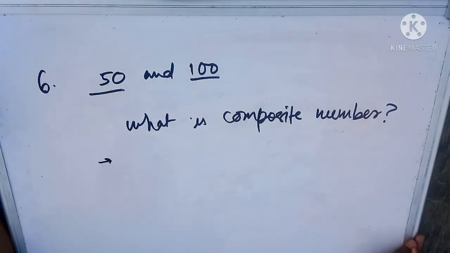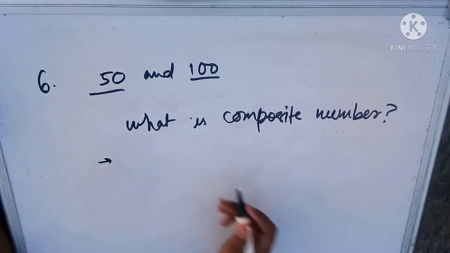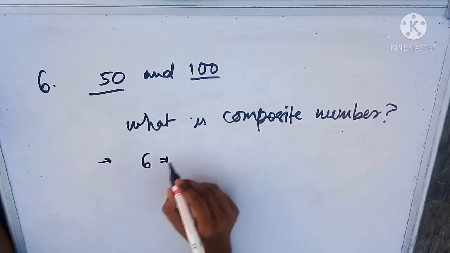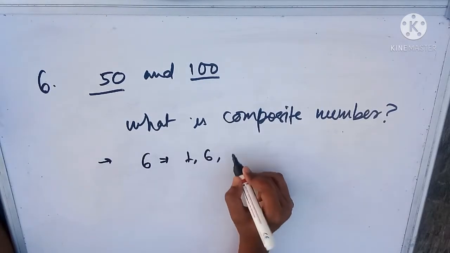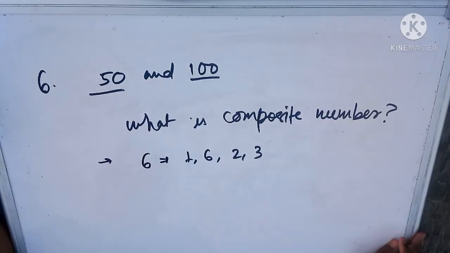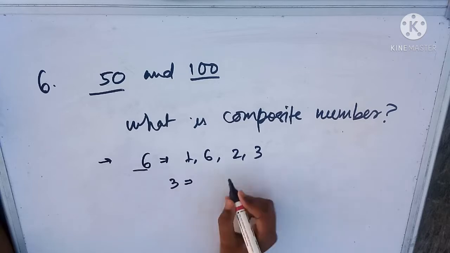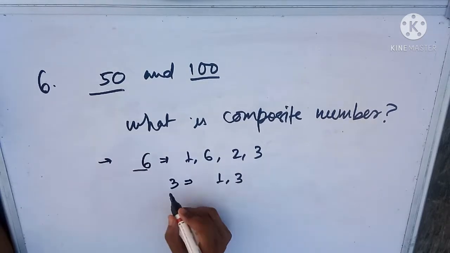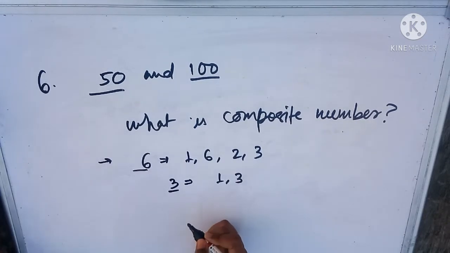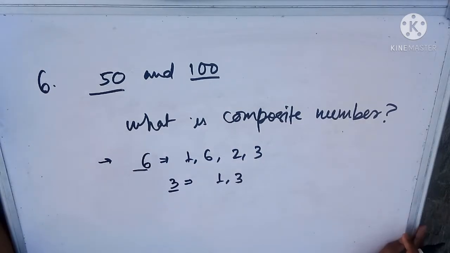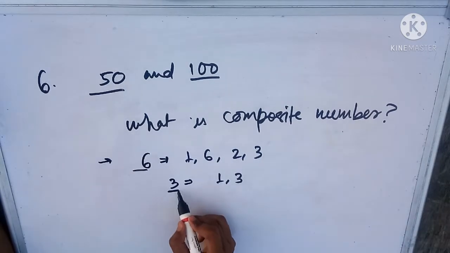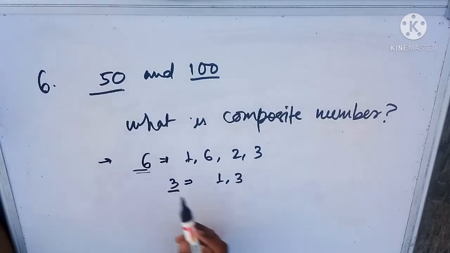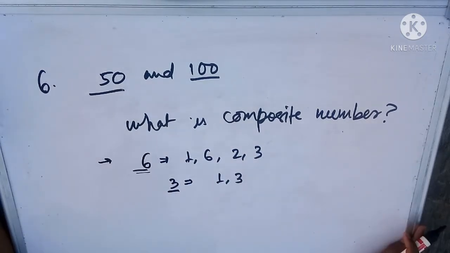Any number having 3 or more factors is known as a composite number. For example, we have 6. 6 has factors 1, 6, 2 and 3. So 6 is a composite number. But if we have 3 here, then 3 has only 2 factors, so 3 is a prime number. We all know that any number having 2 factors, 1 and itself, is known as a prime number, and any number having 3 or more factors is known as a composite number.